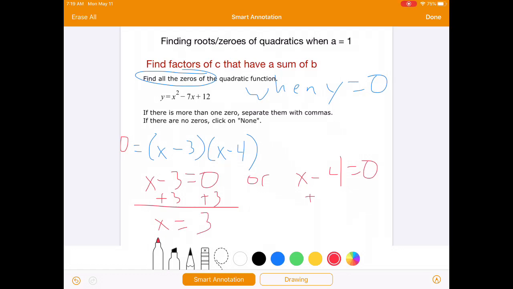You don't need to do this step. I'm just trying to be thorough here and show you exactly where everything is coming from. So our answers here, or our roots, are x equals 3 and x equals 4.